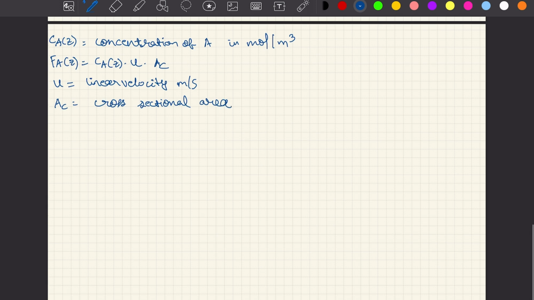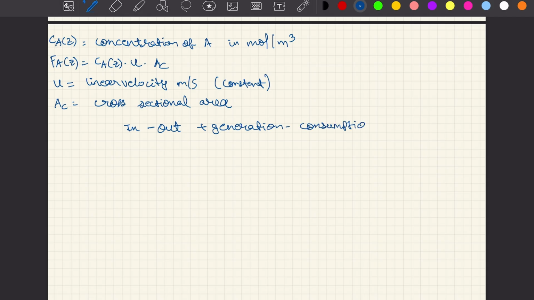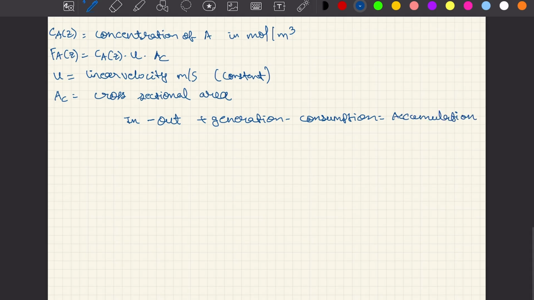If we take the assumption of U as constant and again apply the equation of in minus out plus generation minus consumption is equal to accumulation.